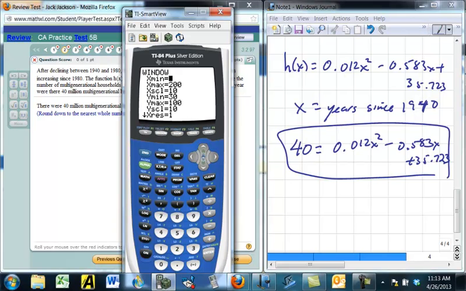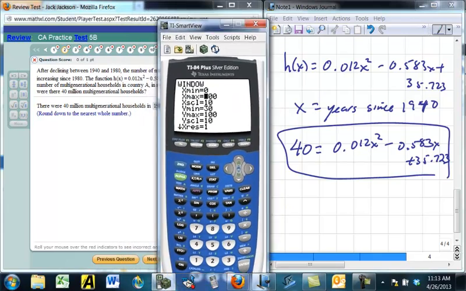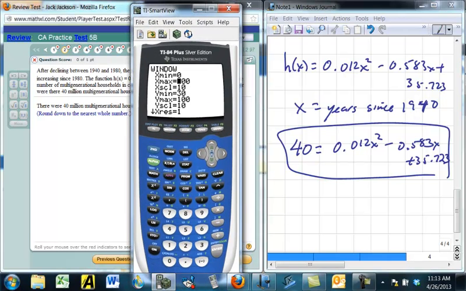So let's start at 0, and it looks like it was probably going down and then back up some. At x is 0, year 1940 starts at about 36, and it's supposed to go down and back up. We want it to be 40 eventually, so let's go up to like 60 for the y. So like 0 to 60 for y, and tens is fine. And for x, let's try 60 years also. And let's see what happens here.